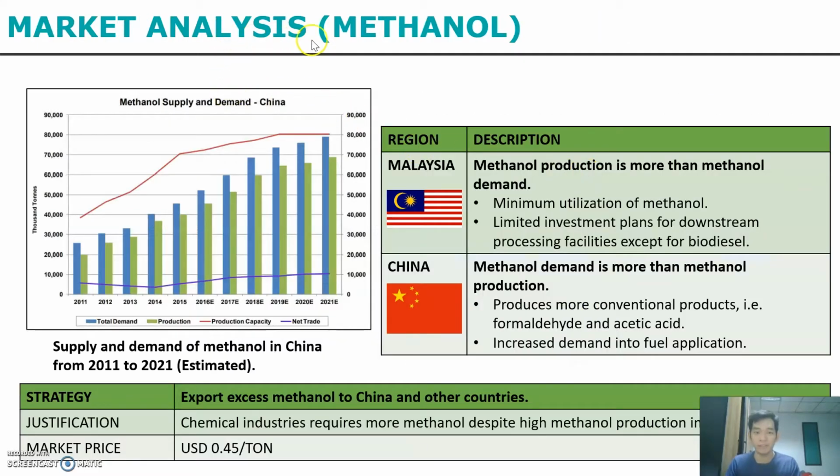Moving on to market analysis in methanol, the figure shows that China's demand for methanol is more than its supply, due to increased usage to create petrochemical products such as formaldehyde. Malaysia's strategy is to export methanol to China, which will reduce the gap between supply and demand of methanol in China. The market price of methanol is 0.45 US dollar per ton.